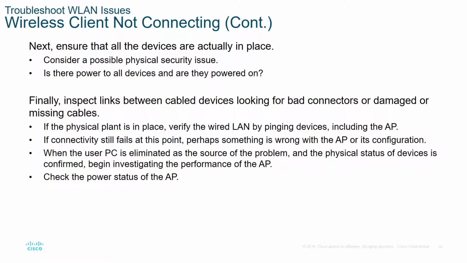Next, ensure that all devices are actually in place. Consider a possible physical security issue. Is there power to the devices, and are they powered on? Finally, inspect links between cabled devices looking for bad connectors or damaged or missing cables. If the physical plant is in place, verify the wired LAN by pinging devices including the access point. If connectivity still fails at this point, perhaps something is wrong with the access point or its configuration.